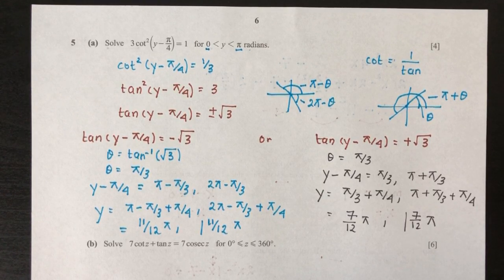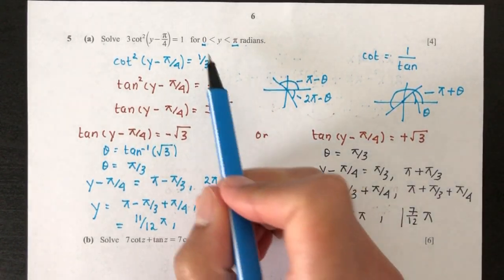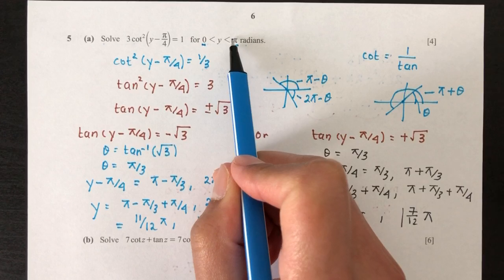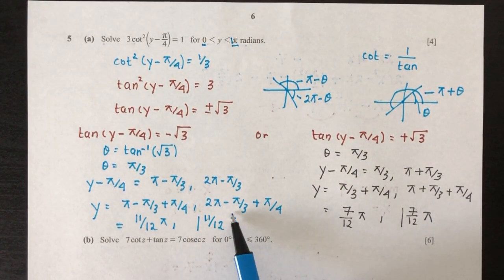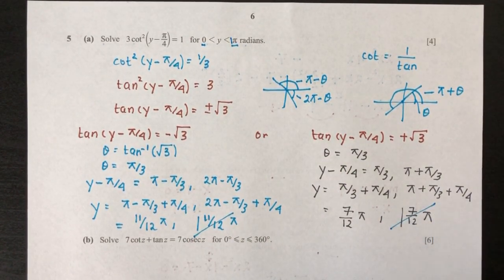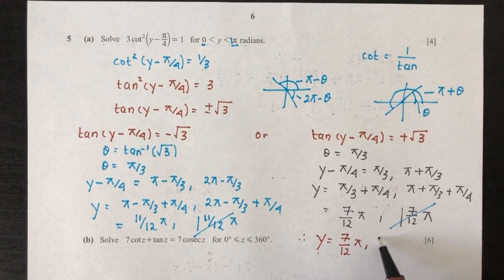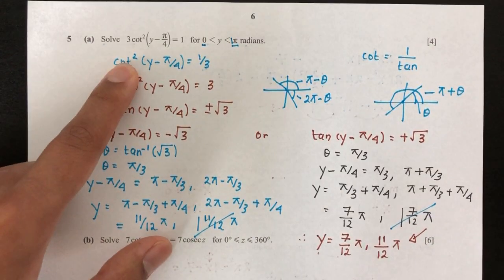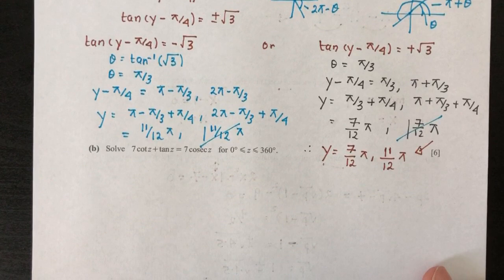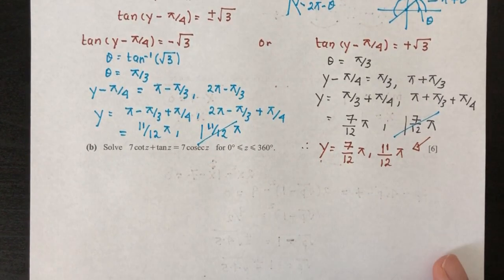But now if you go back to your range, it says that y is only between 0 and 1 pi. So this is outside, this is outside. So the two values possible will be y equal to 7 over 12 pi and then 11 over 12 pi. So these are the two possible values of y for this equation. That is part A. Now for part B, we have to solve this one.